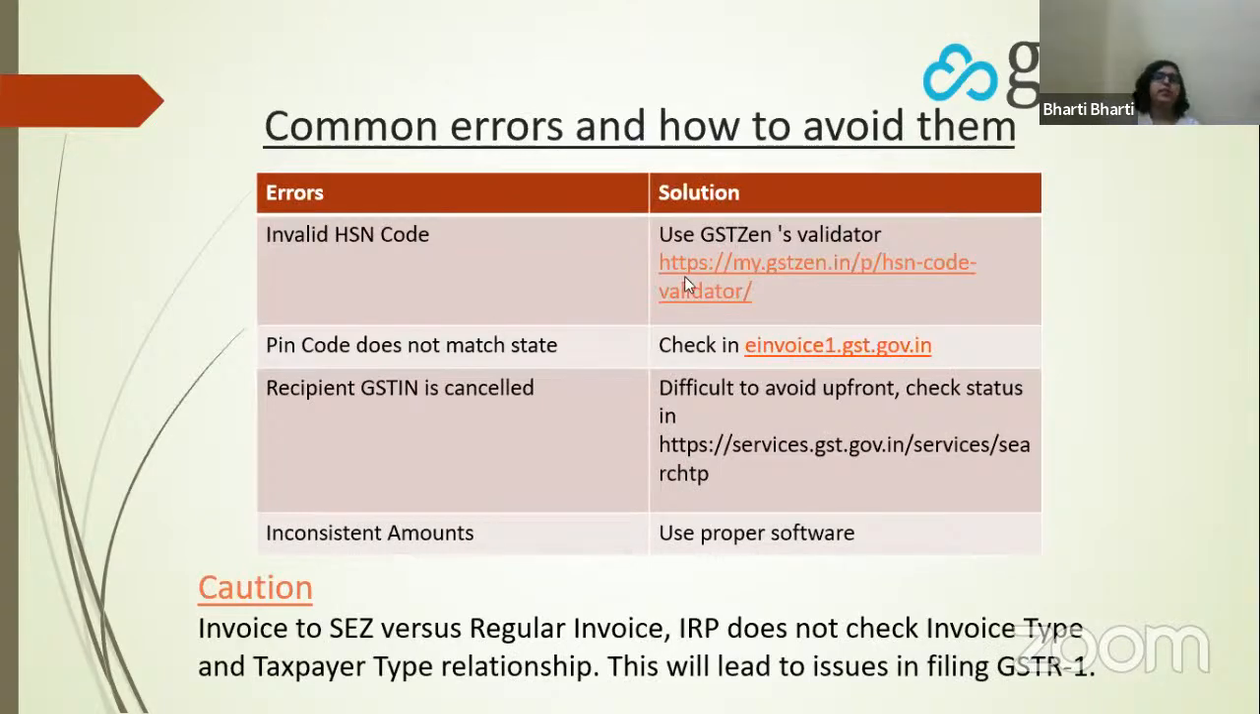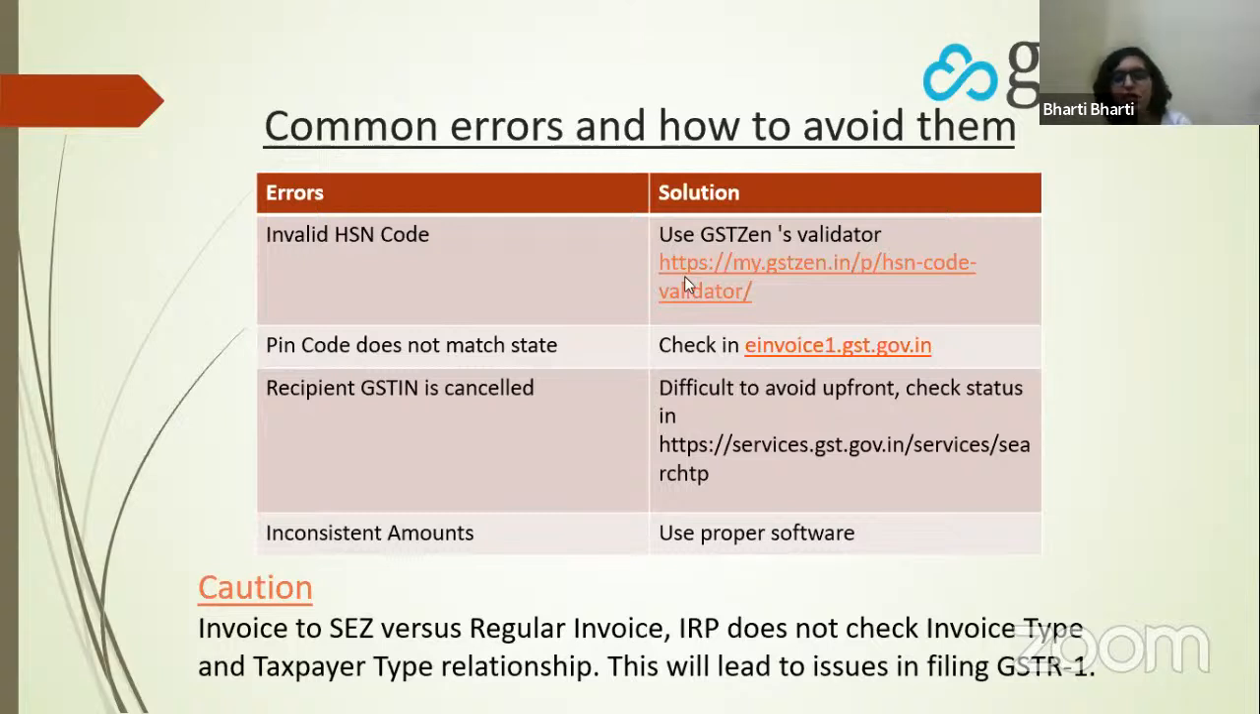Some common errors and how to avoid them. You might get an error, invalid HSN code. You can validate your HSN code using Zen's validator. You can also validate them on the GST portal. PIN code does not match the state. On the e-invoice portal, they have given a list of PIN codes that belong to a state. You can verify the PIN code using that list.